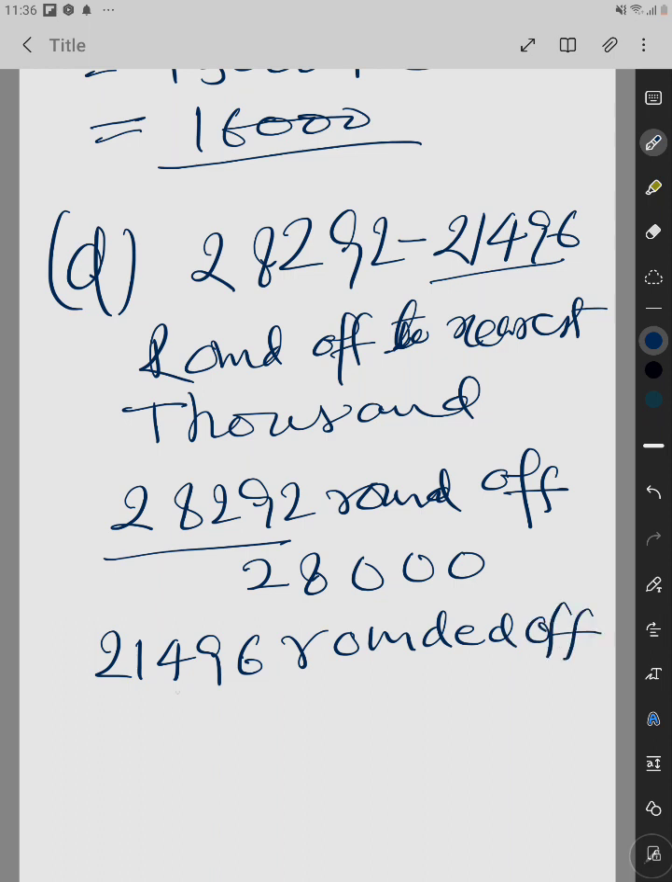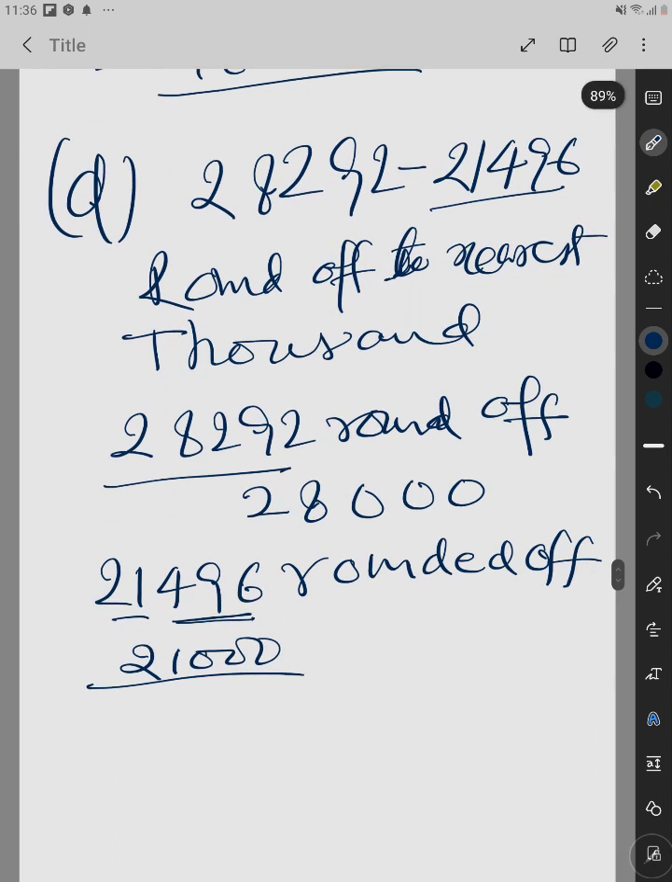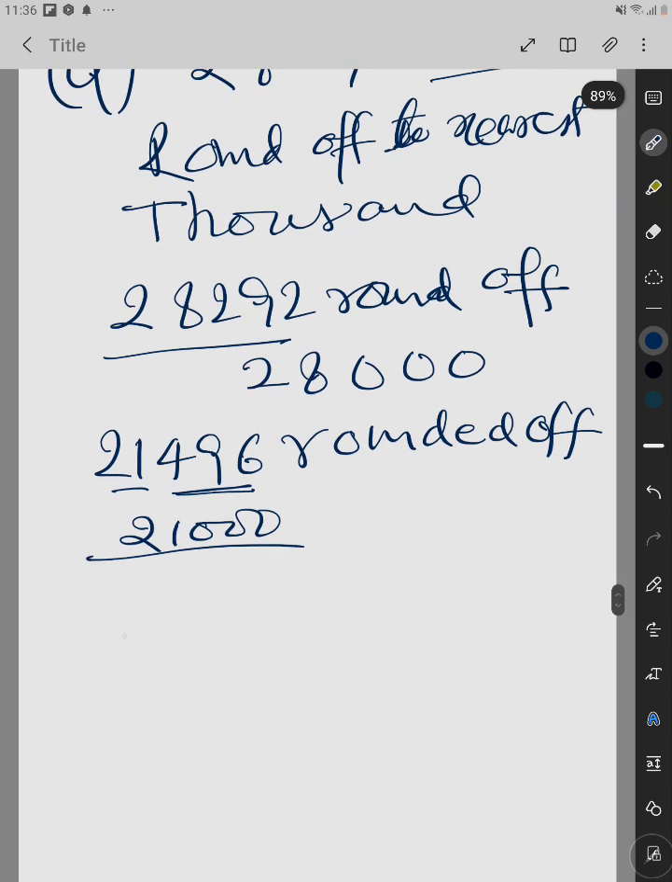Then the nearest thousand, since it is less than 500 here, compared to 500 it will come on the lower side, meaning 21,000. So it will be rounded to 21,000. Okay, now what will it become?